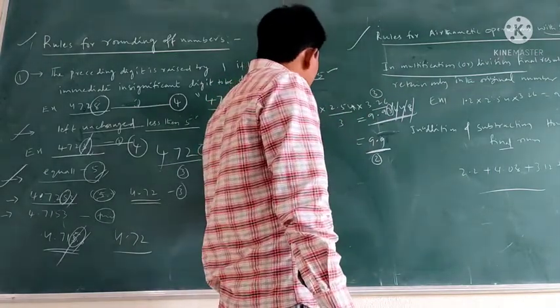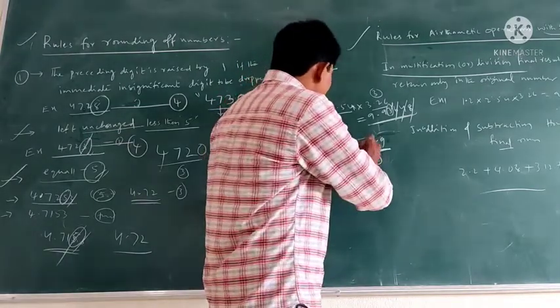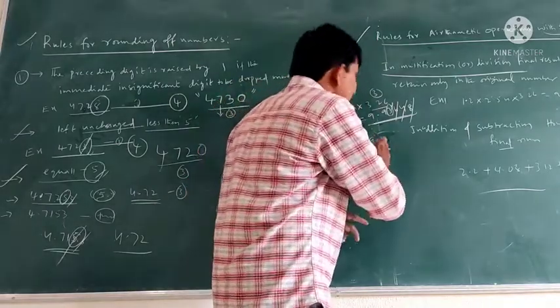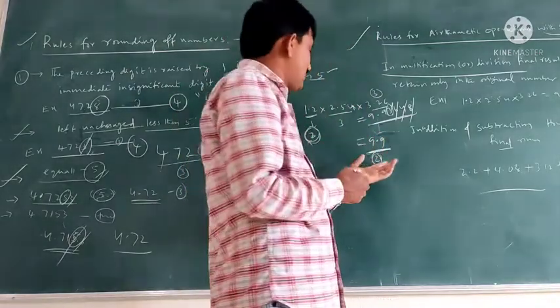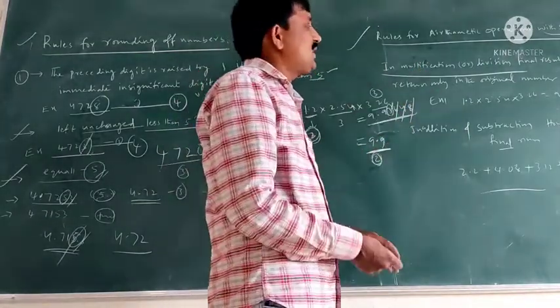So before doing the arithmetic operation, multiplication and division, you observe how many significant figures there are. The least significant figures here are 2. So the final result also has the least number of significant figures. This is the rule for arithmetic operations for multiplication and division.